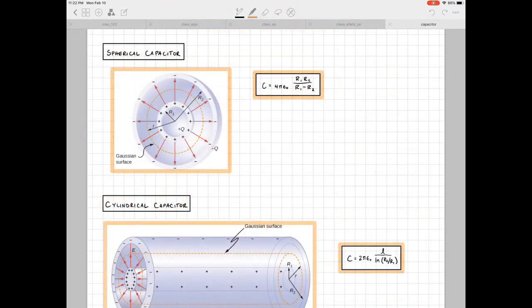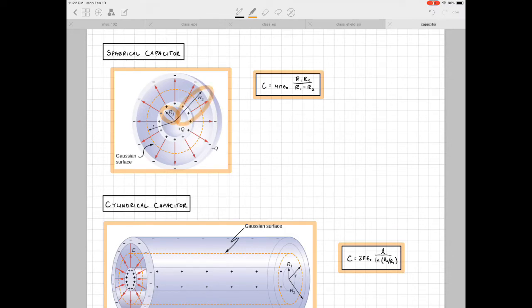Two other examples. The spherical capacitor. The spherical capacitor is two spherical shells. In this case, the sphere at radius R1 has been positively charged, and then a sphere at R2, which in this case has been negatively charged.